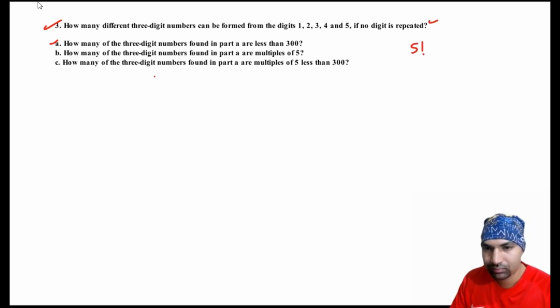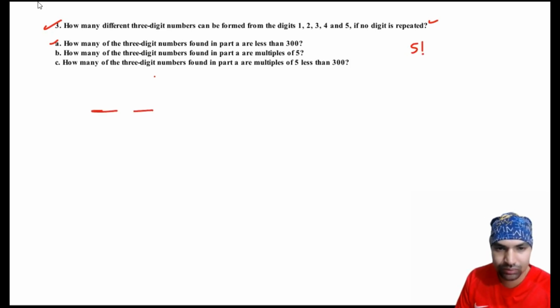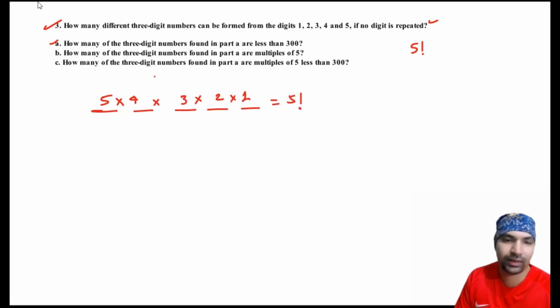So basically, how many 3-digit numbers can be formed, right? So let me just solve this part itself. So isn't it just 5 factorial? Right. So five digits means 1, 2, 3, 4, 5. This can be filled in 5 ways because repetition is not allowed. 4, 3, 2, and 1. Right. So these are continuous, which is nothing but basically 5 factorial.